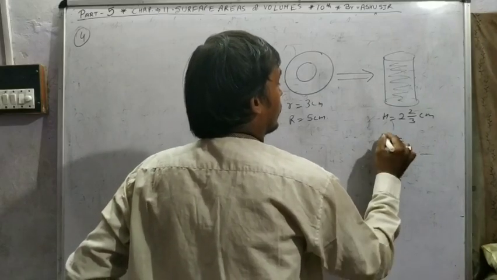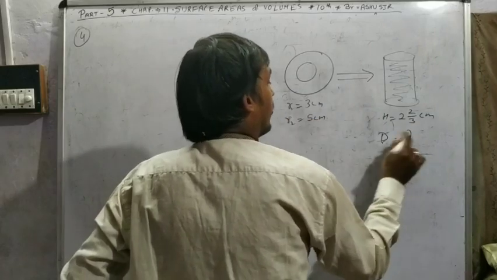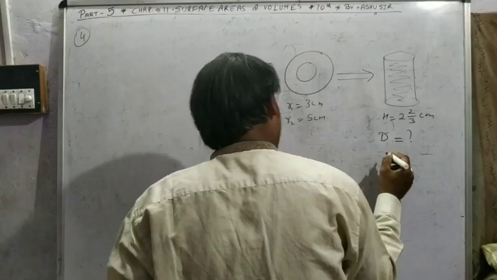Capital. We take R1 and R2. Find the diameter and the curved surface area of the cylinder.